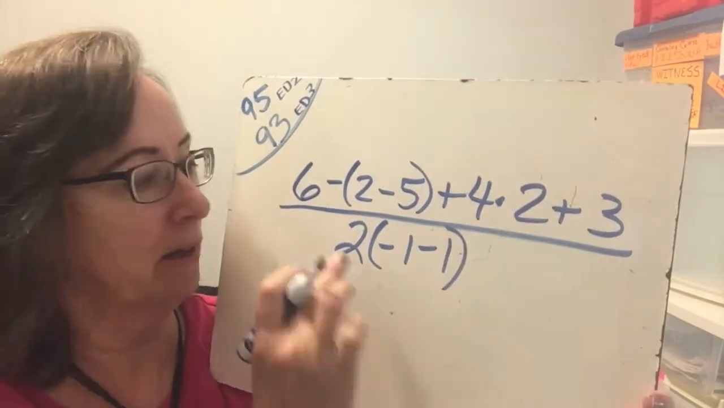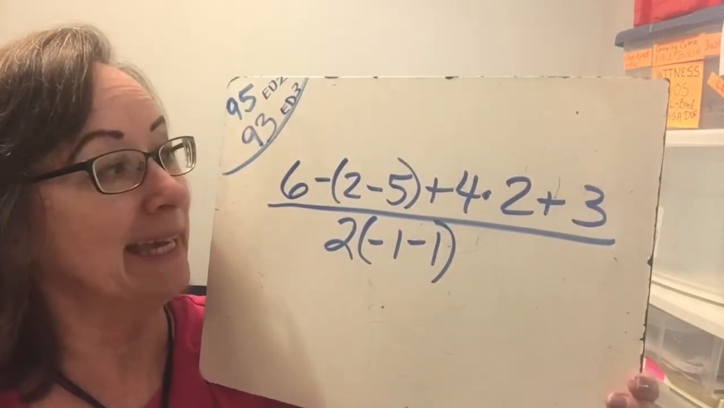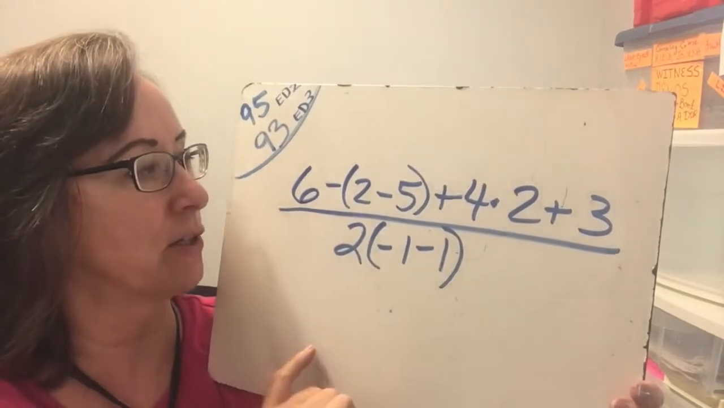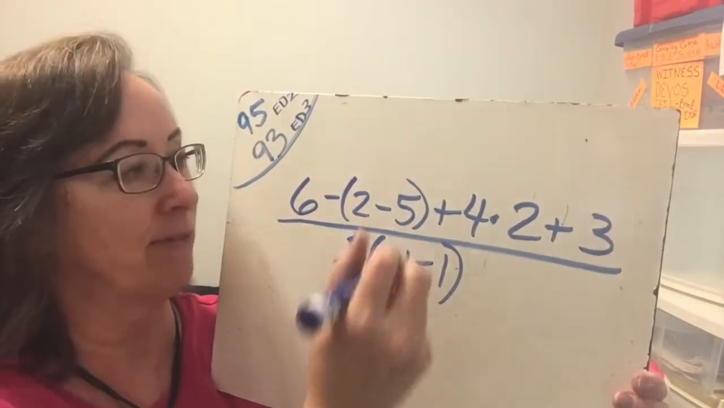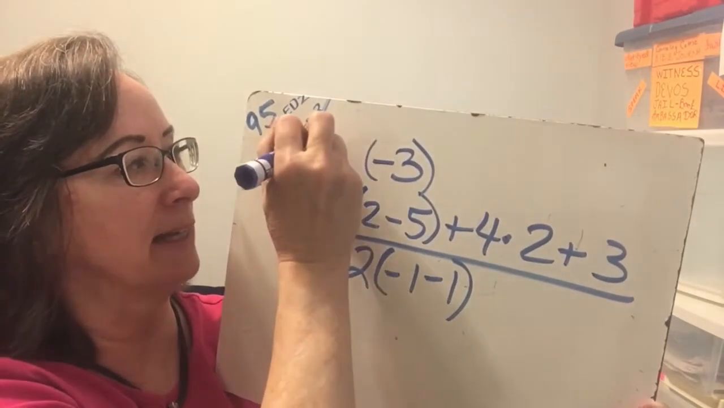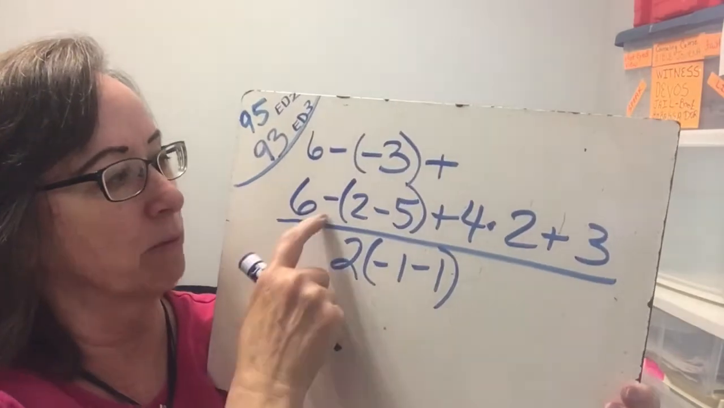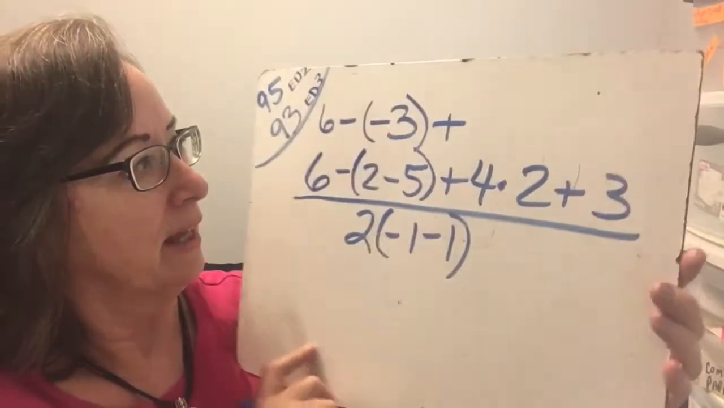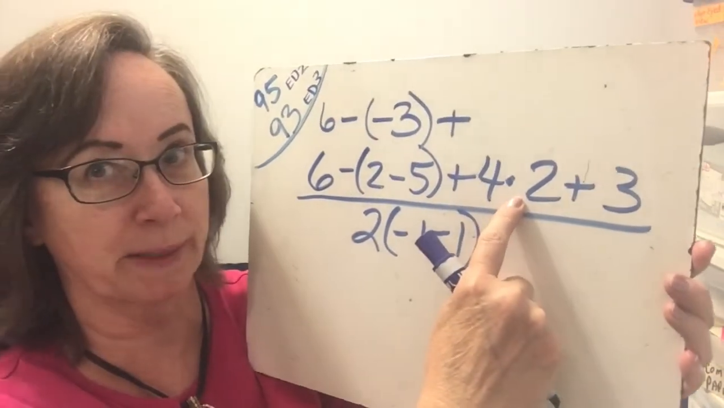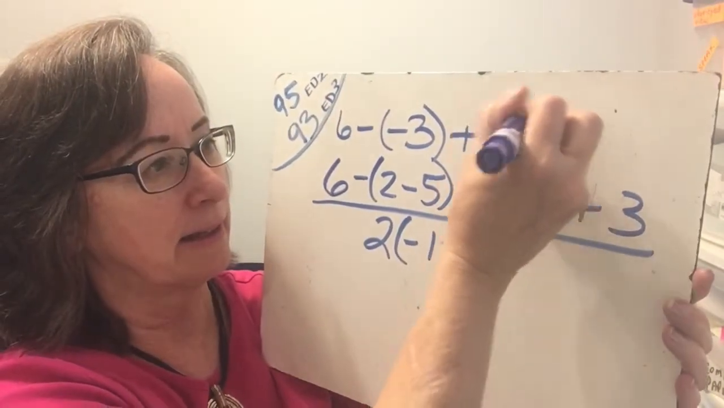We're going to do the numerator, and then the denominator, and then we're going to divide because of the fraction bar. In our numerator, we have a parenthesis, so we must do that first. So we're going to say 2 minus 5 is a -3. Okay, and then we've got 6 minus the -3 plus, now remember, I don't do the minus right now. So since I don't do the minus, I'm going to skip over here to the first multiplication that I see. So 4 times 2 is 8 plus 3.